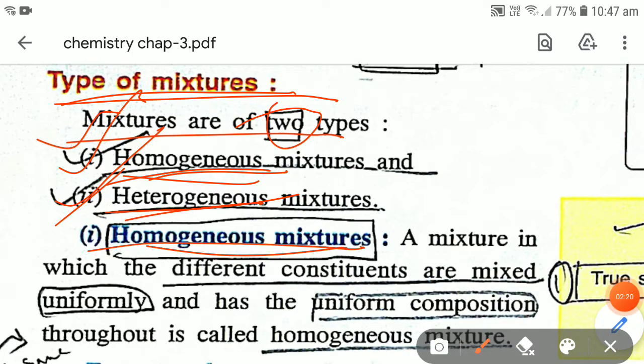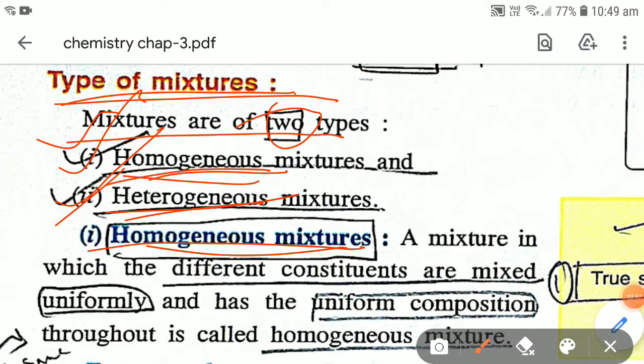Why? Because the mixture throughout is uniform, whereas in sand water, the sand will remain at the level below and the water will float at the upper level. Meaning the soil will remain below and the water will come above. So this composition is not uniform, or you can say not uniformly composed. So sand water is not uniformly composed throughout, so it is called a heterogeneous mixture.